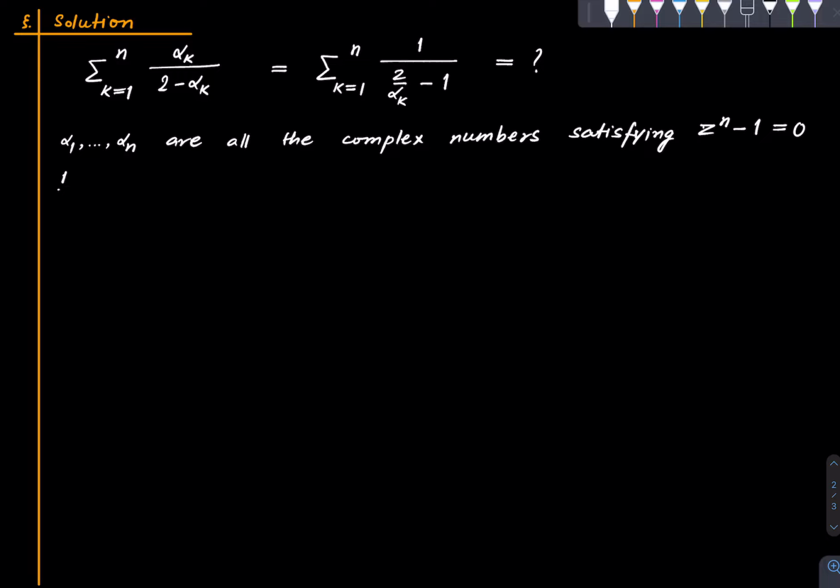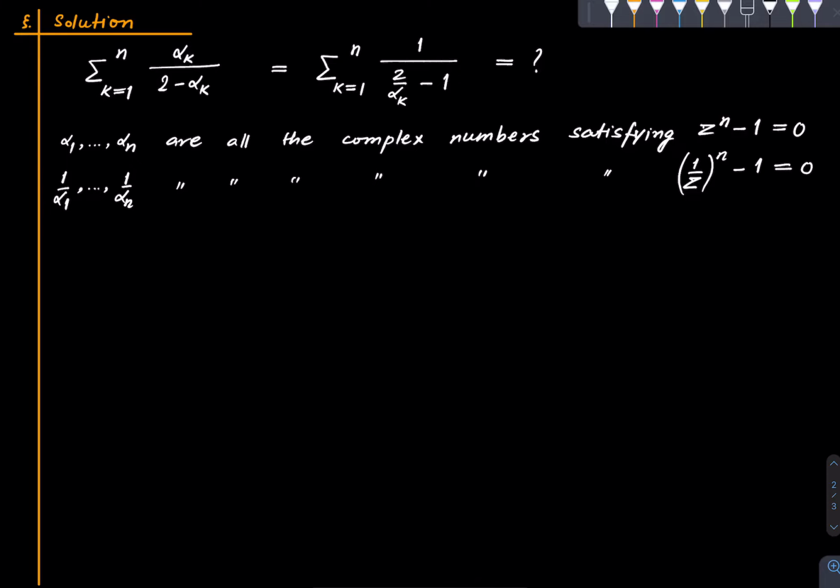So now 1 by alpha 1, up to 1 by alpha n, are all the complex numbers satisfying this equation. Just try to understand what is being said. If something satisfies this equation, its inverse will satisfy this equation, obviously. And conversely, if you have a solution to this equation and you invert it, you get a solution to that equation. It's a very simple fact. It's not some theorem that I'm using.